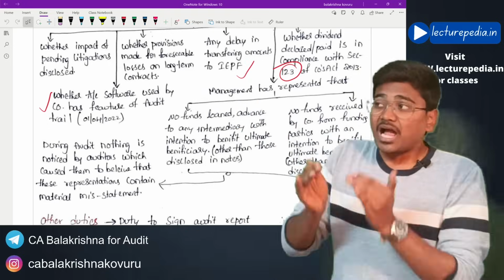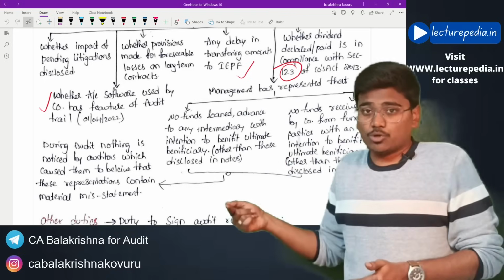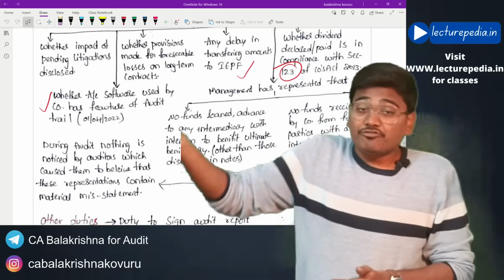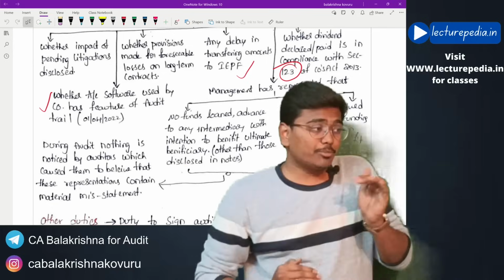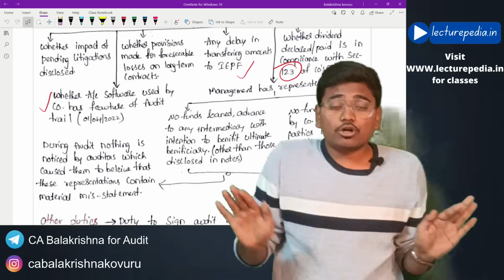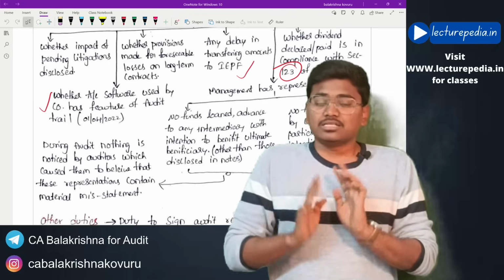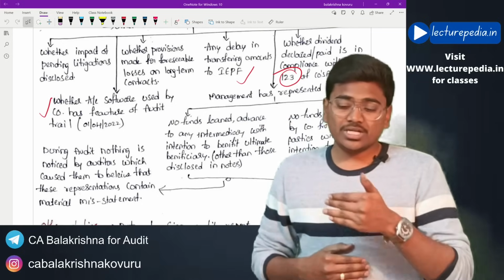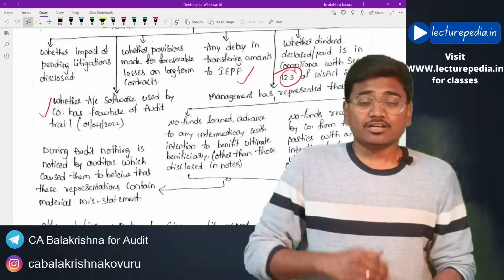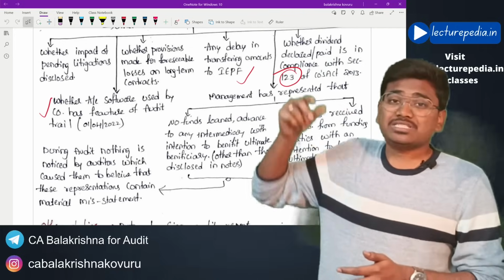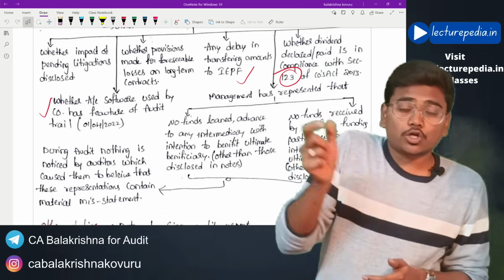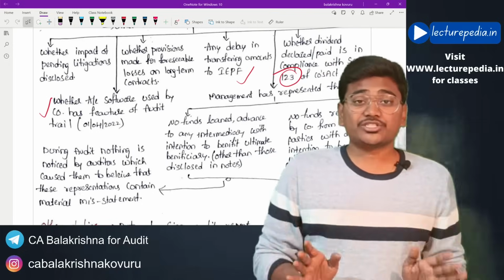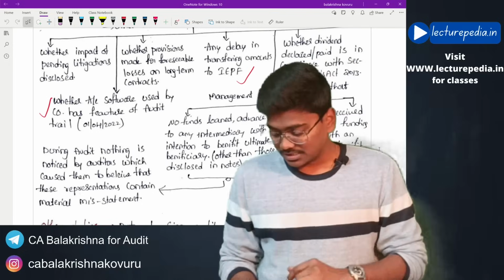In the same way, our company has not received any amount in the form of loan, advances or investments from any funding party with an intention or with an agreement to help the ultimate beneficiary. We have also not received any such type of amount. This is the second representation. Thirdly, the auditor has to report that during his audit he has found nothing which causes him to believe that the representations made by the management are wrong. So this is the reporting that has to be done by the auditor as per section 143 subsection 3.